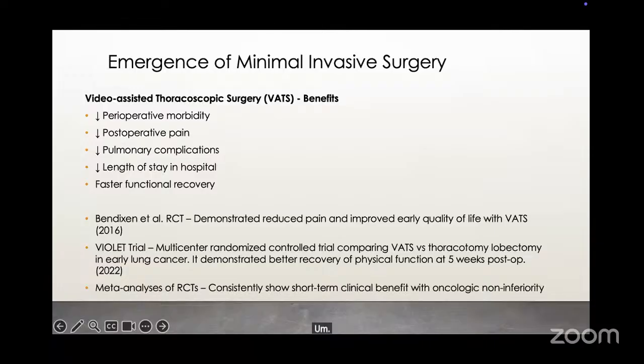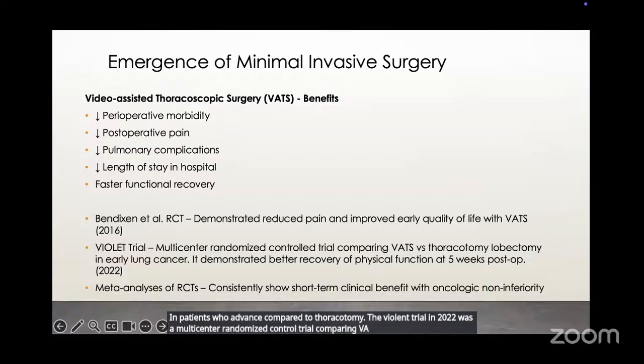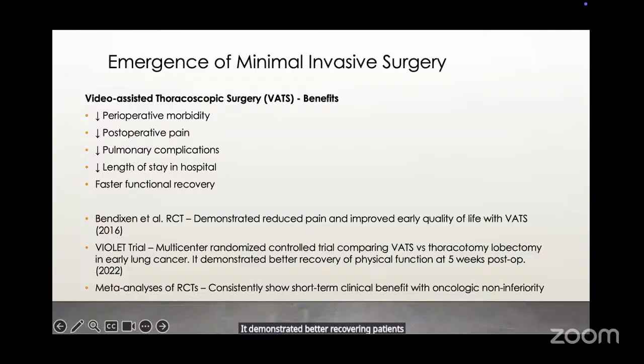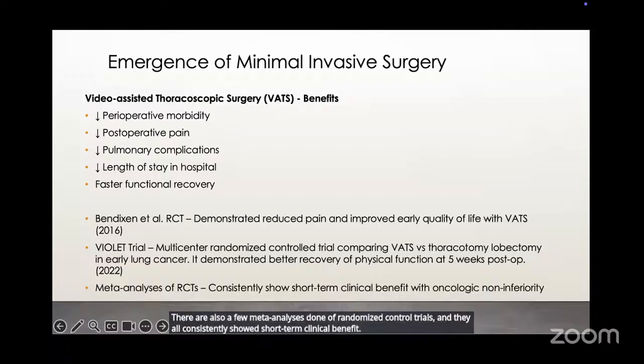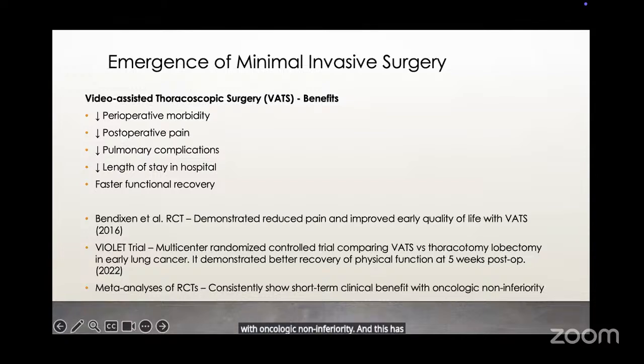A few studies have compared these approaches. Bendixen et al. in 2016 demonstrated reduced pain and improved early quality of life in patients who had VATS compared to thoracotomy. The VIOLET trial in 2022 was a multi-center randomized controlled trial comparing VATS and thoracotomy lobectomy in early stage lung cancer. It demonstrated better recovery of patients' function at 5 weeks postoperative. There are also a few meta-analyses of randomized controlled trials, and they all consistently showed short-term clinical benefit with oncologic non-inferiority. And this has made VATS the recommendation for surgeries once feasible and available.